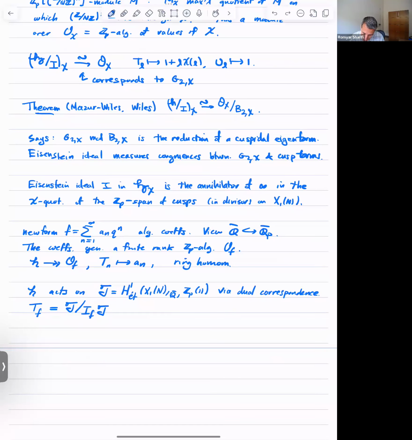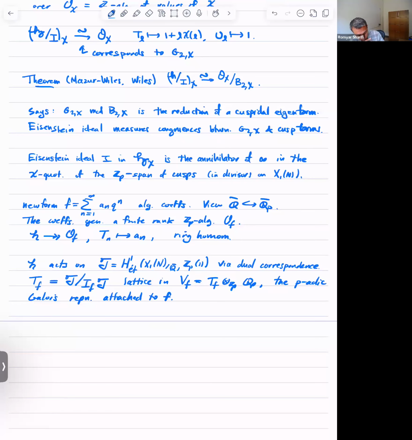So this is a lattice in V_F, which is T_F tensor Q_p, which is the Galois representation attached to F. So the two-dimensional Galois representation attached to F. I guess in this case, it'll be two-dimensional over O_F tensor Q_p, the quotient field of O_F. So that's how you construct the p-adic Galois representation of a weight 2 cusp form.